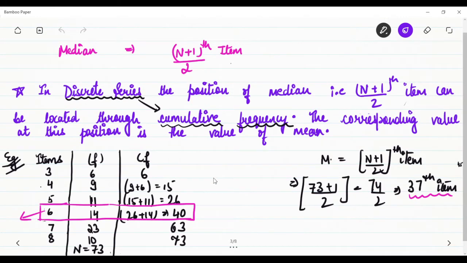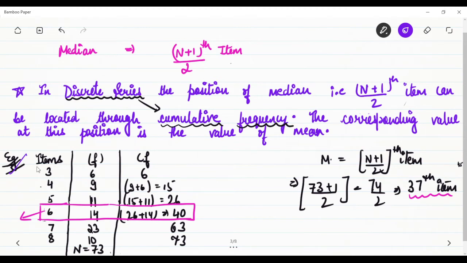I would like to tell you that the median is calculated under two series, the discrete series and the continuous series, apart from the direct method I have told you earlier. In the discrete series, the position of the median, that is (n plus 1) by 2 item, can be located through cumulative frequency. The corresponding value at this position is the value of the median. So how do we calculate the median? By cumulative frequency, and the corresponding value which lies at this position is the median value. This can be understood by the following example.